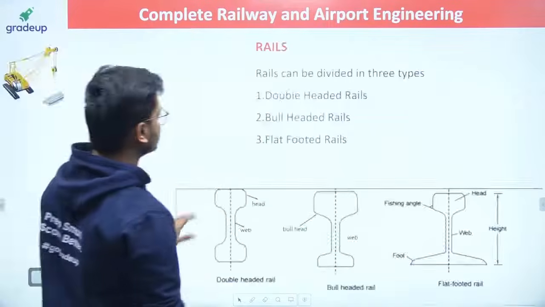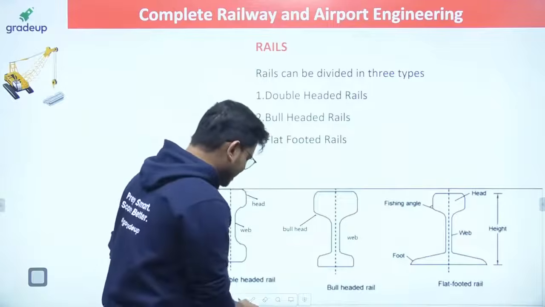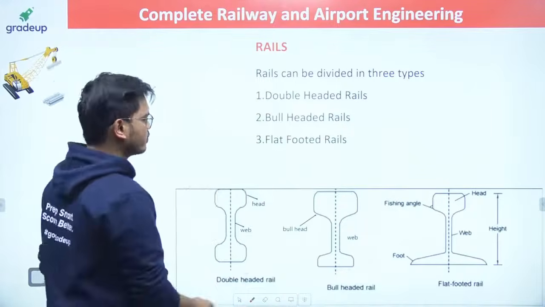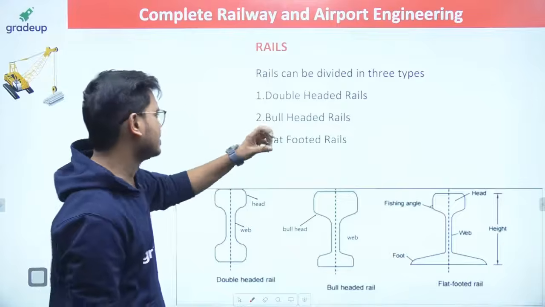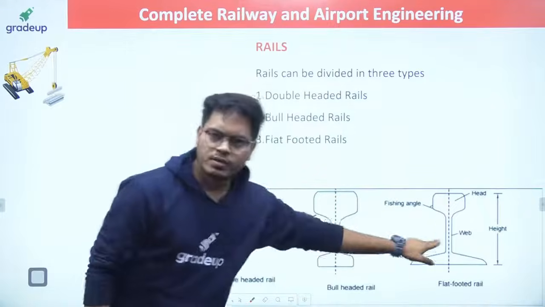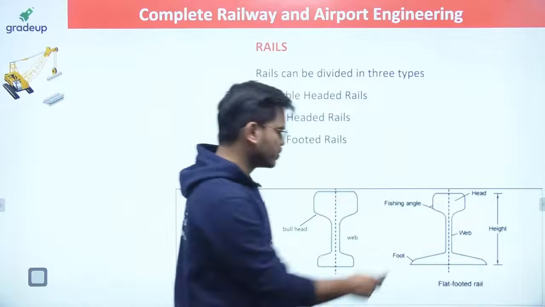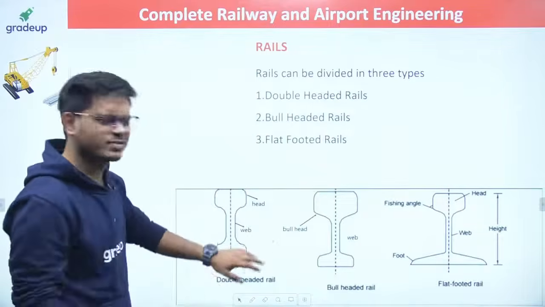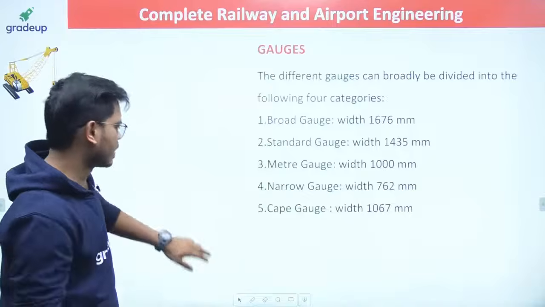Now the next concept, which is an important concept. Initially we used to have these types of rails: double headed rail, bull headed rail, flat footed rail. You can see this, but nowadays we use only the flat-footed rail. You have seen this already in your practical life also.